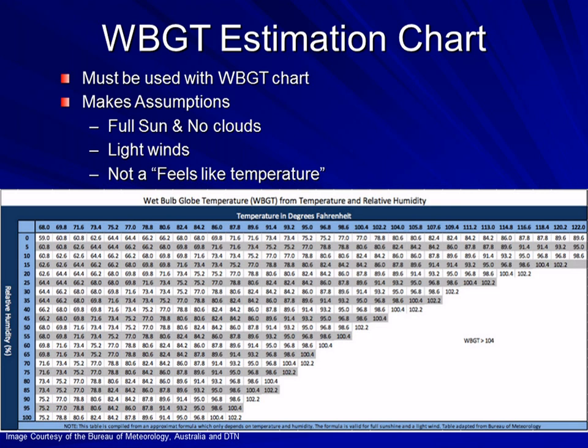It is important to note that this is not a feels-like temperature like the heat index. Therefore, the wet bulb globe temperature may be lower than the actual air temperature or heat index. It should be noted that this chart assumes full sunshine, no clouds, and light winds when calculating the wet bulb globe temperature. This is an estimation and is not as accurate as measuring the wet bulb globe temperature from a device. Either way, both must be used in conjunction with the wet bulb globe temperature recommendation chart previously shown to make heat safety plan decisions.